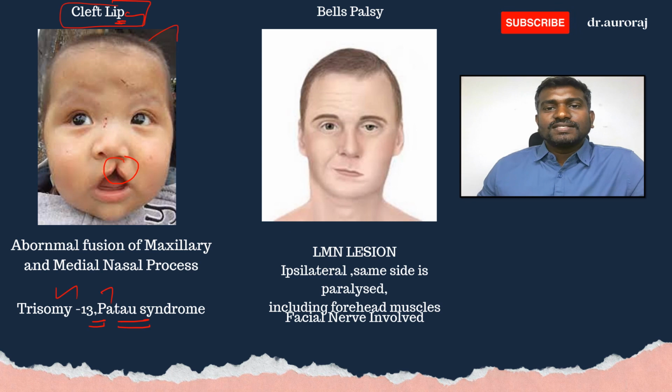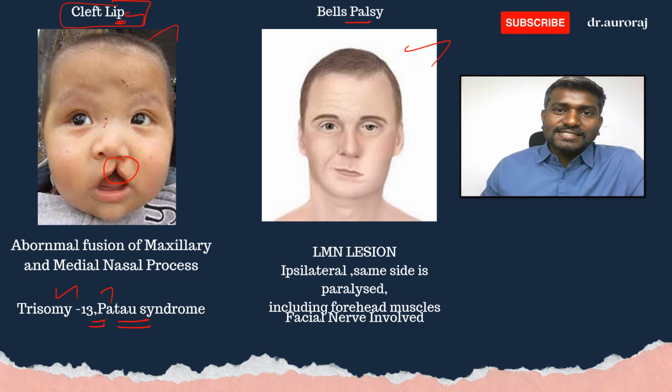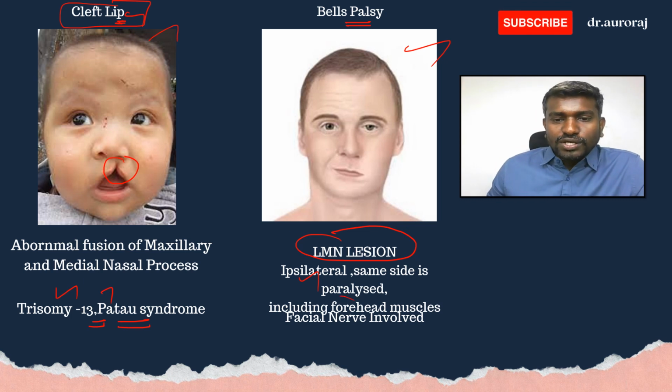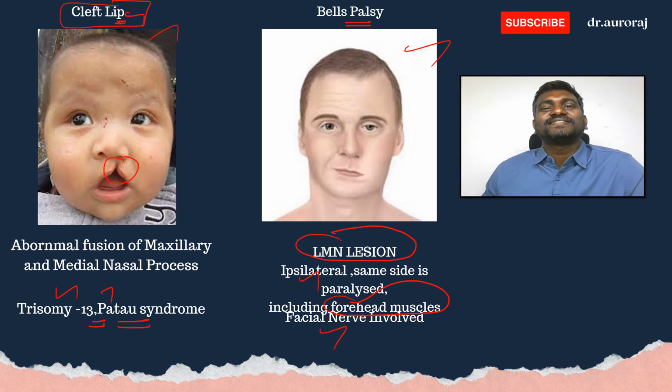The second image here, this is going to be Bell's palsy. It is a lower motor neuron lesion. It is going to be affected on the same side, i.e. the ipsilateral side, and it is also going to include the forehead muscles, and you're going to see facial nerve involvement.